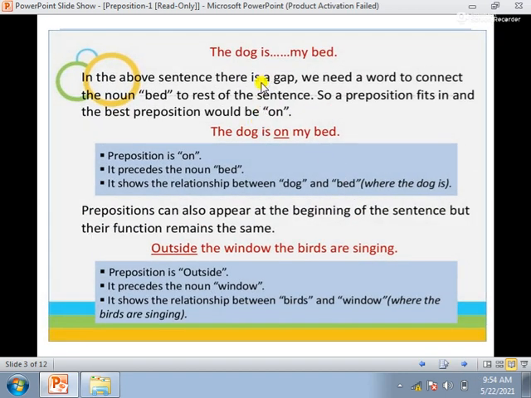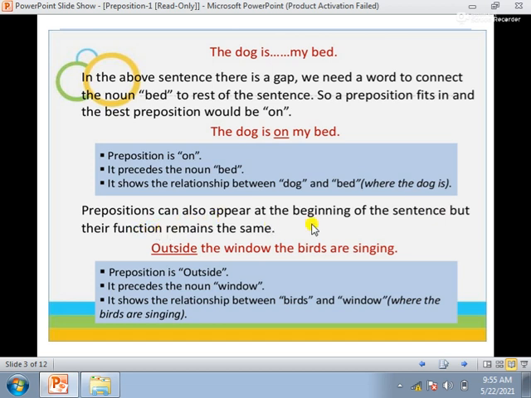Look at the example. The dog is dash my bed. Here you need a preposition to make a bridge. So we have added: the dog is on my bed. Here the preposition is on and it precedes the noun bed, and it shows the relationship between two nouns, the dog and the bed, where the dog is. In this way the preposition shows the relationship between nouns or other parts of the sentence.